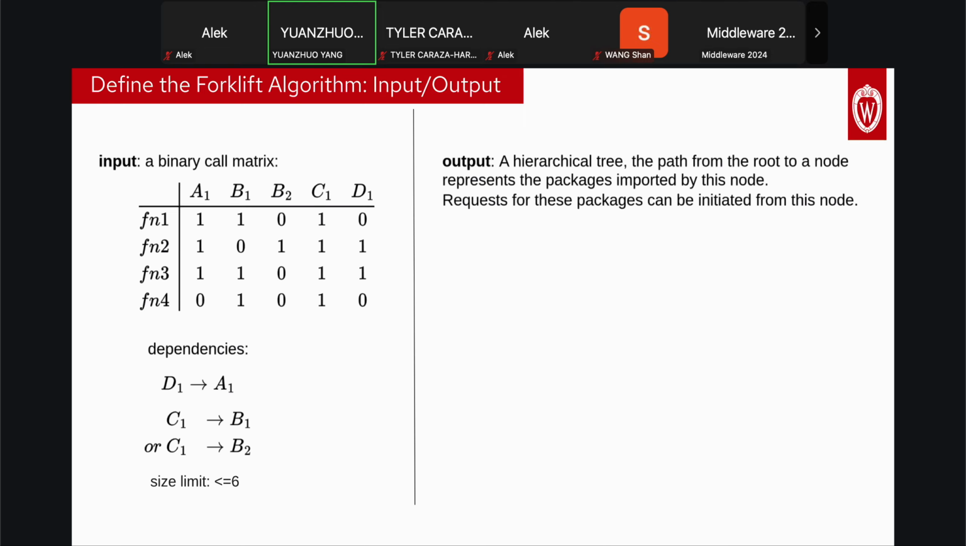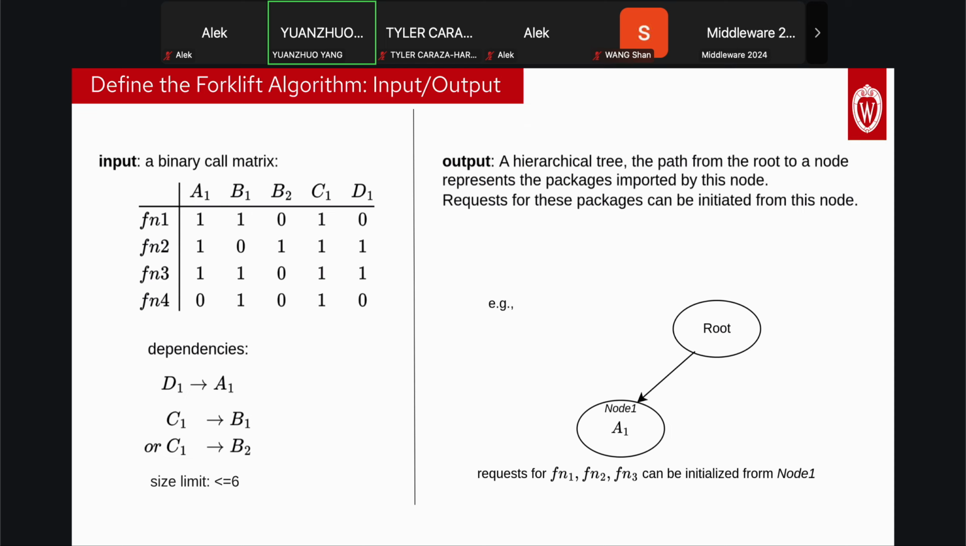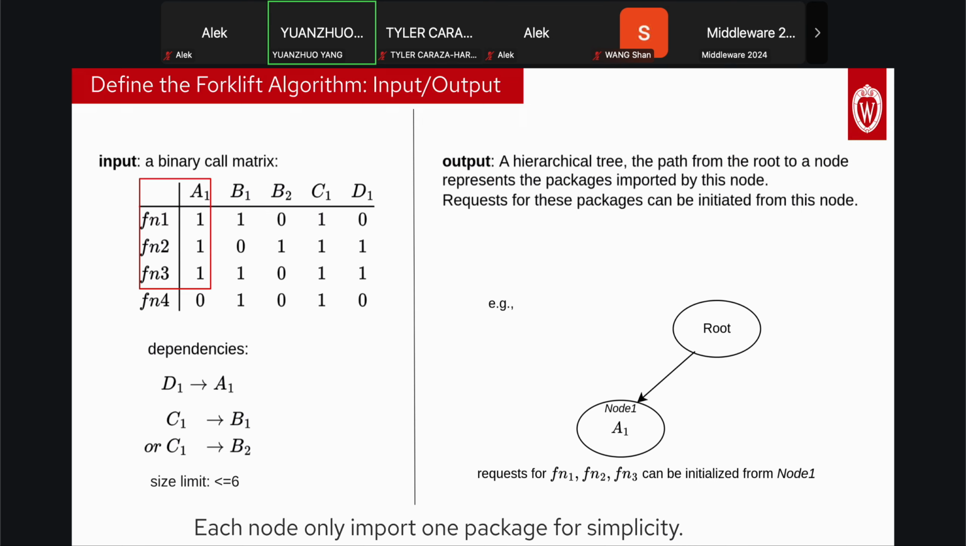And the output is just a hierarchical tree. Here is a simple example output. Requests for functions 1, 2, 3 can be initialized from node 1, as node 1 imports A1, which is exactly what functions 1, 2, 3 are asking for. And for the basic version of Forklift, each node only imports one package for simplicity.